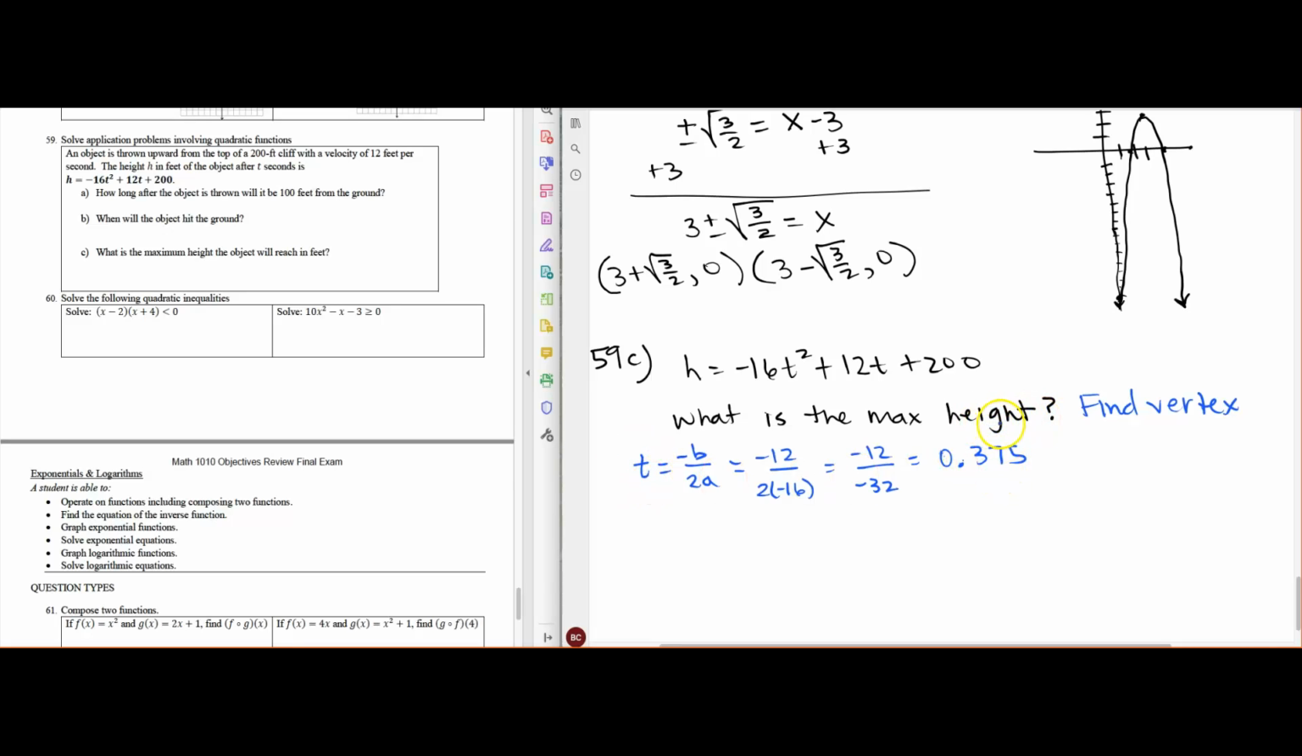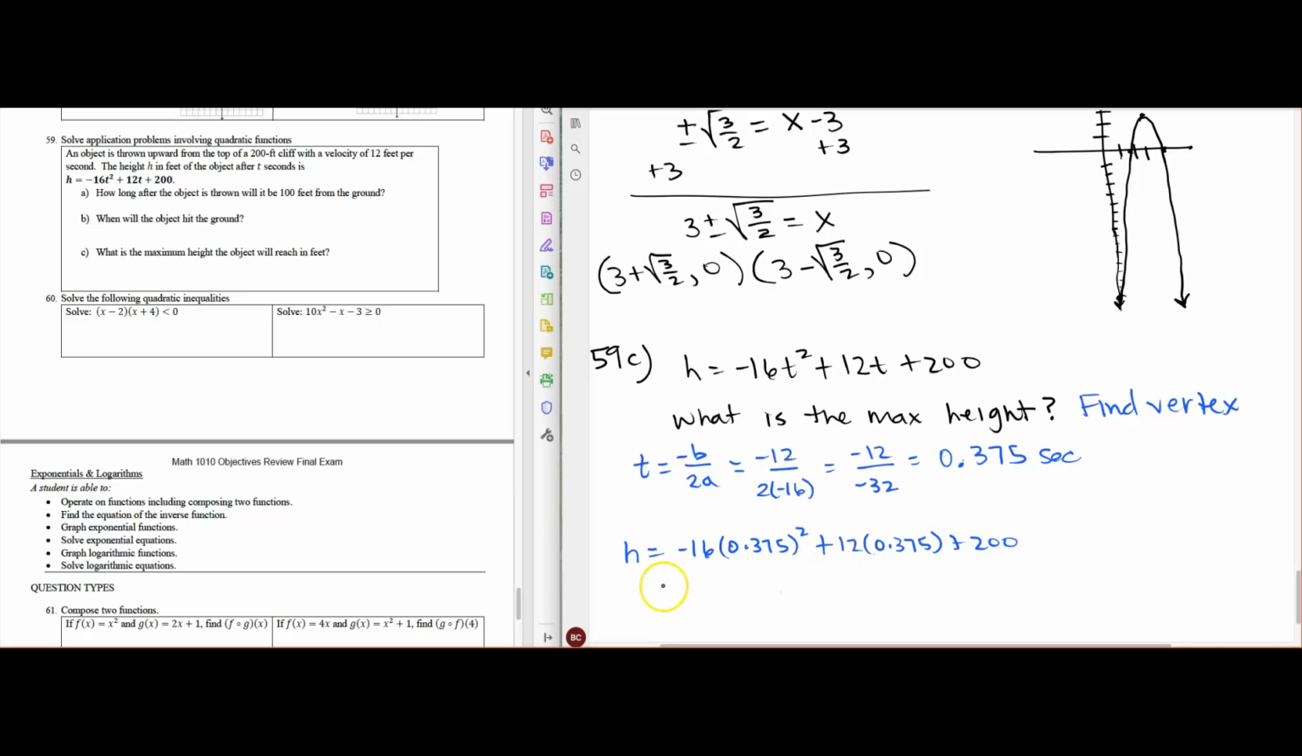It doesn't make sense as height. It's not 0.375 feet off of the ground. So this is the time when it's going to reach its maximum height. So at 0.375 seconds, it's going to reach its maximum height. And then we need to plug that back in, put that in place of t to find out what h is. So we'll have negative 16 times 0.375 in place of t, in both places there.